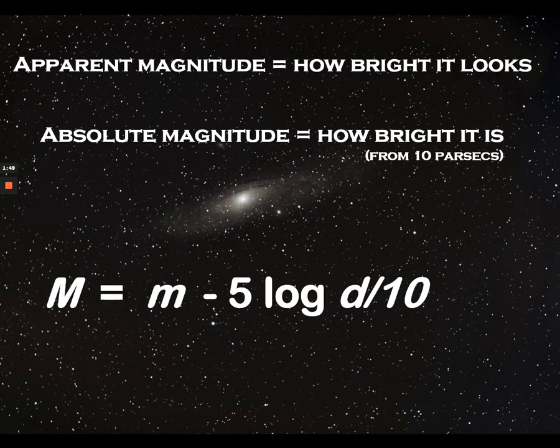So here's the equation. This equation links three things. Capital M, which is absolute magnitude. Lowercase m, which is apparent magnitude. And d, which is distance measured in parsecs.